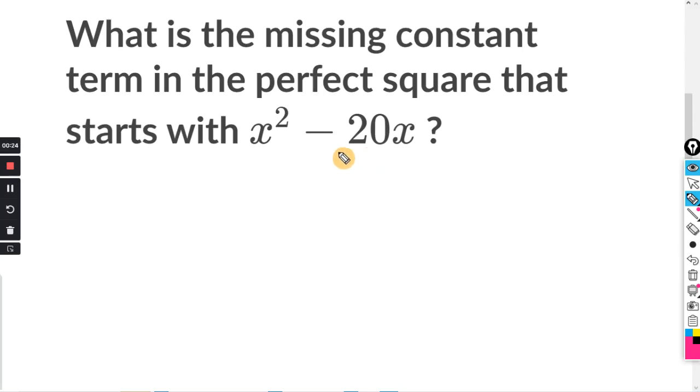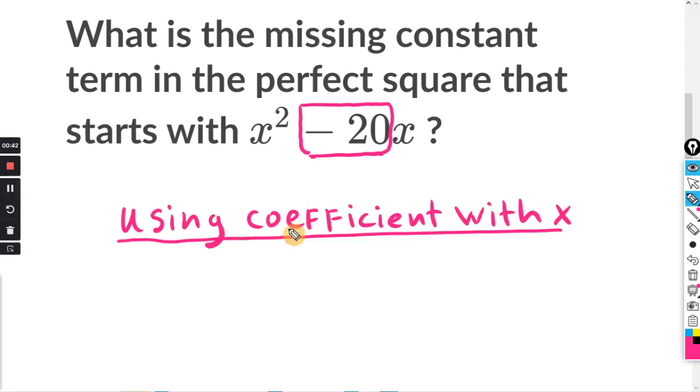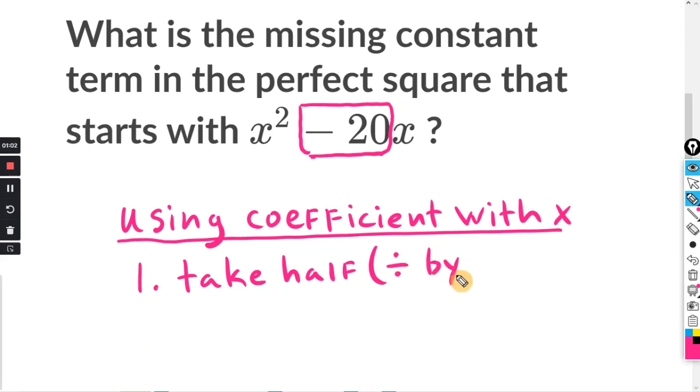And you want to use the coefficient that is multiplied by x. All right, so we are looking at the number that is times x, and in this case, it is negative 20. So we're going to start by using the coefficient with x. There's only going to be 2 steps we apply to that number. The first step is going to be take half, or in other words, divide by 2. That's the same thing.